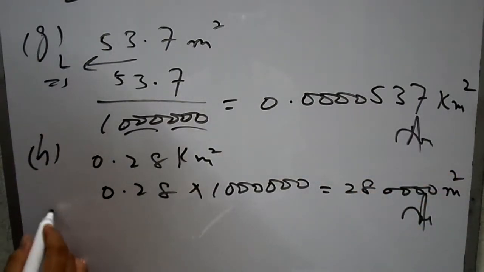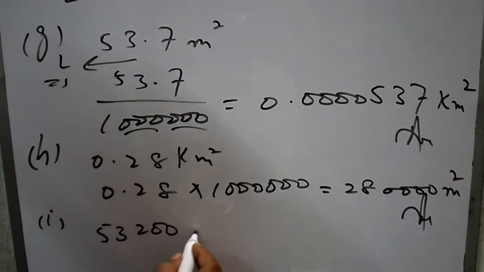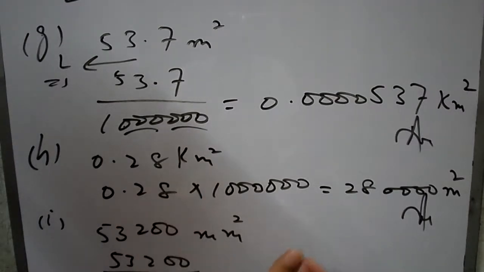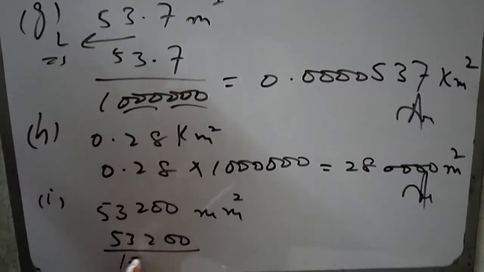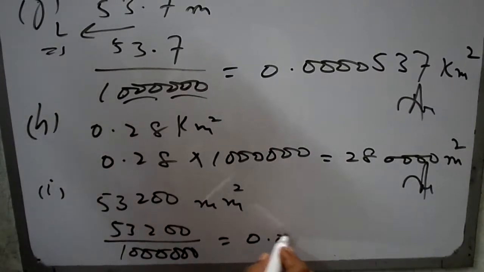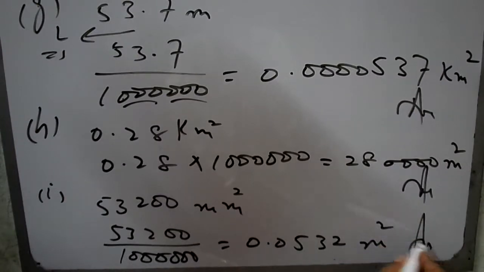So similarly, I part, 53200 millimeter square, you have to convert into meter square. So what should you do? You have to divide this with the difference of these two quantities, millimeter square to meter square. So there is a difference of 1000, then it is a square, so again 1000, so you will get 0.0532 meter square. So that is your result.